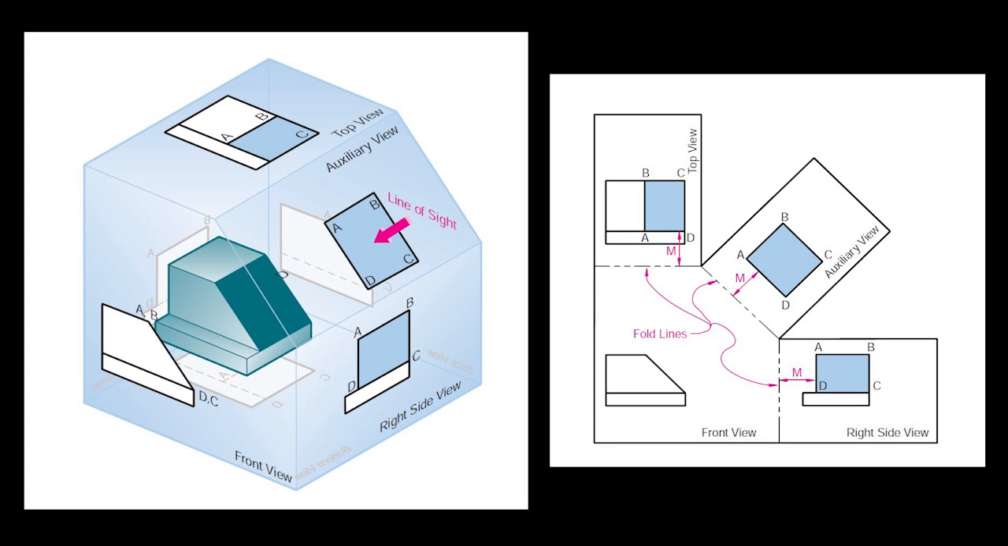Also, now observe the shape of feature ABCD in the 3 top, auxiliary and right side views, and observe the position of the planes of projections relative to that feature in all those 3 views. Can you tell in which view that feature is seen in its true shape or size? It is seen in its true shape or size in the auxiliary view, where the folding line or the plane of projection is parallel to that inclined edge or the inclined face ABCD.